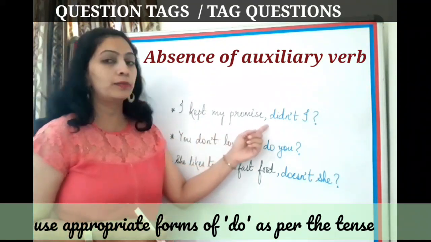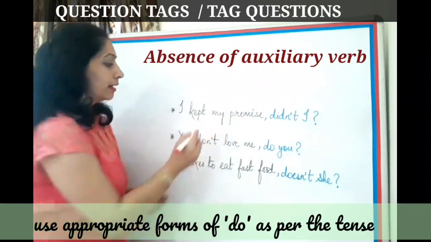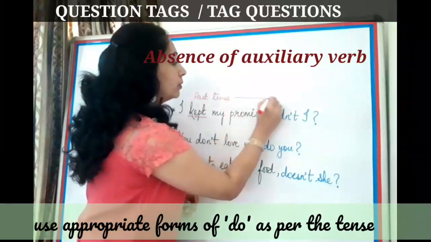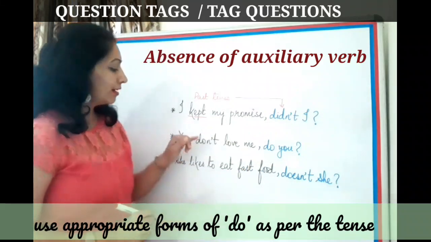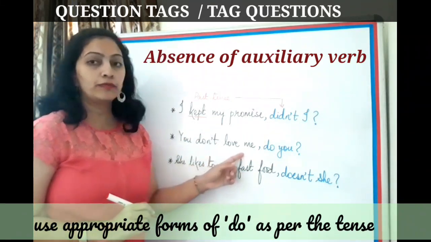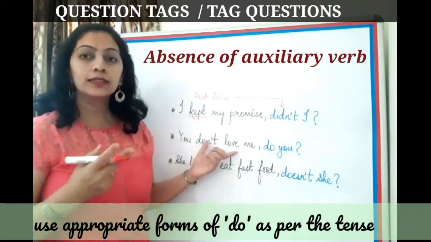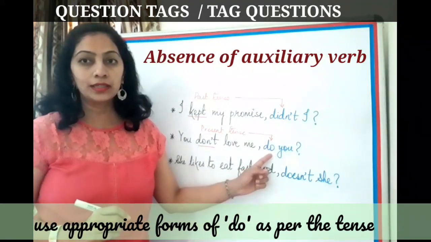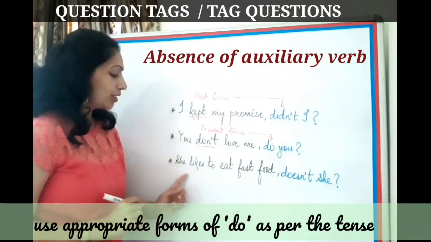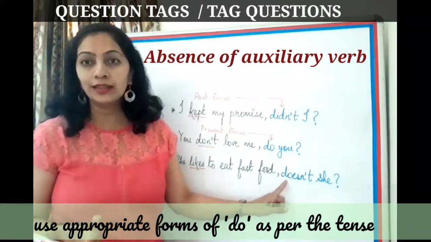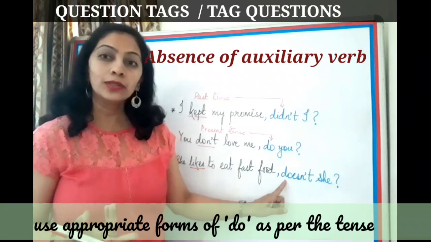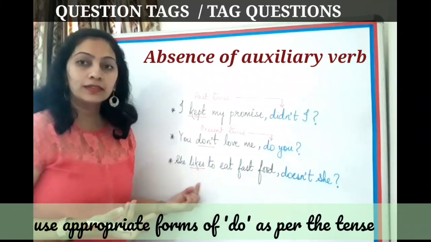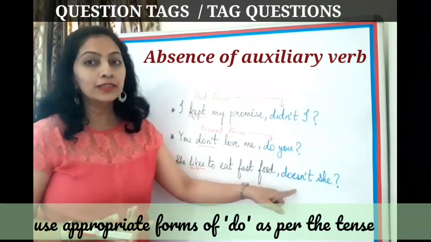I kept my promise. Just look at the tense here. Kept, the word kept tells us that it is in the past tense. I have used here didn't. Look at the second example. You don't love me, do you? Now this is in simple present tense here. So this is going to have the auxiliary verb do. Next, she likes to eat fast food. Since she is a singular subject, we are going to add does or does not here. And because the sentence here is a positive one, I am going to add a negative question tag.